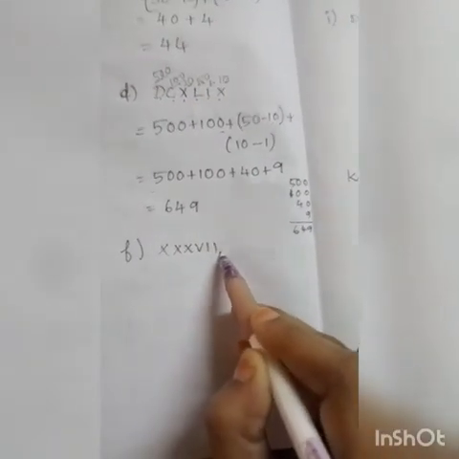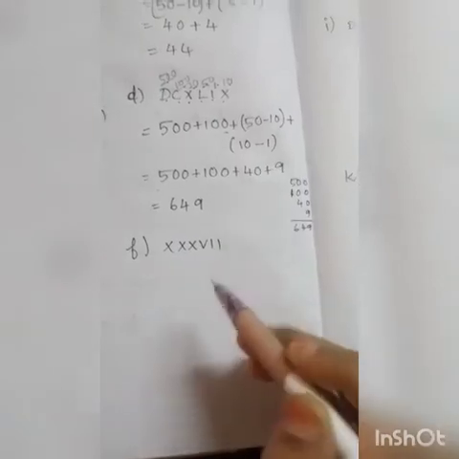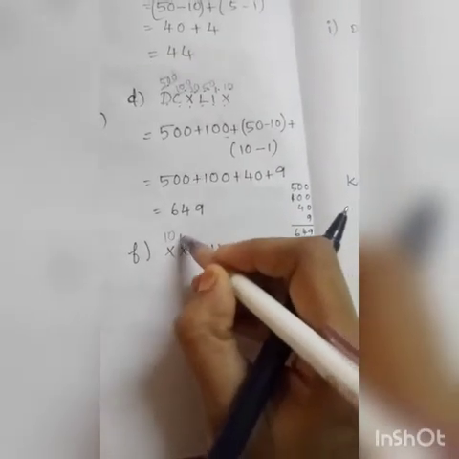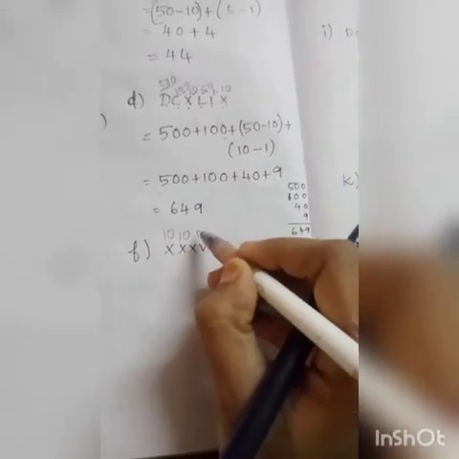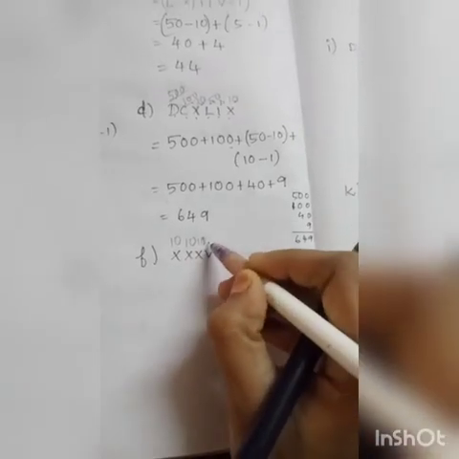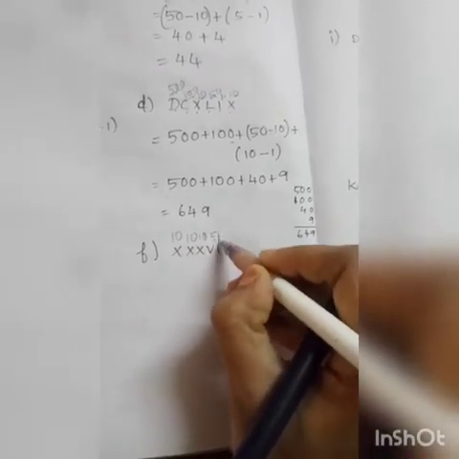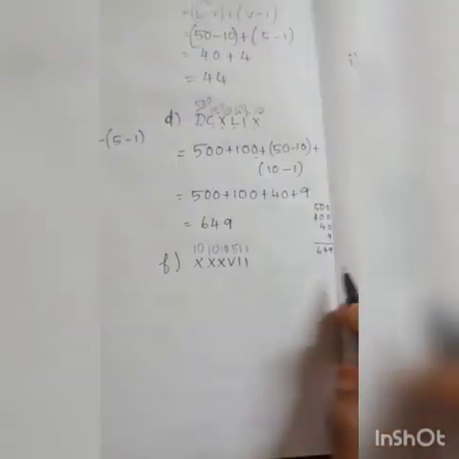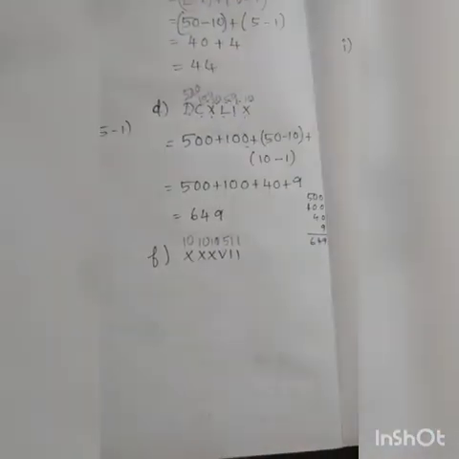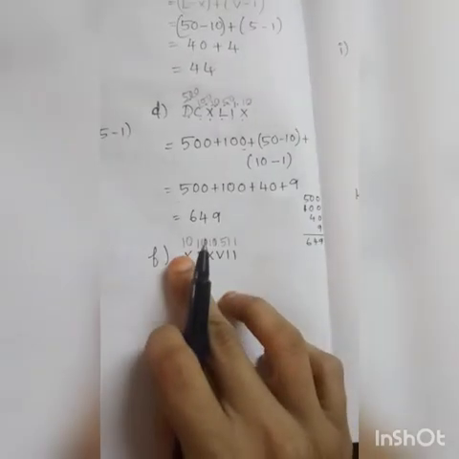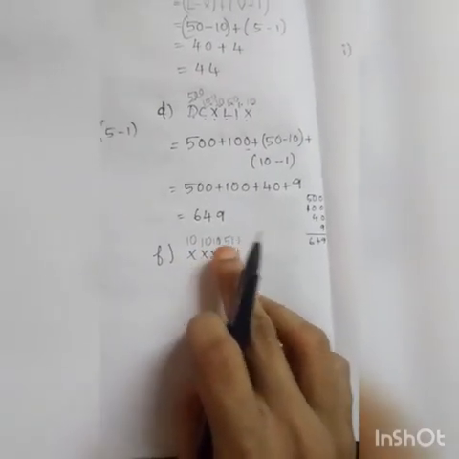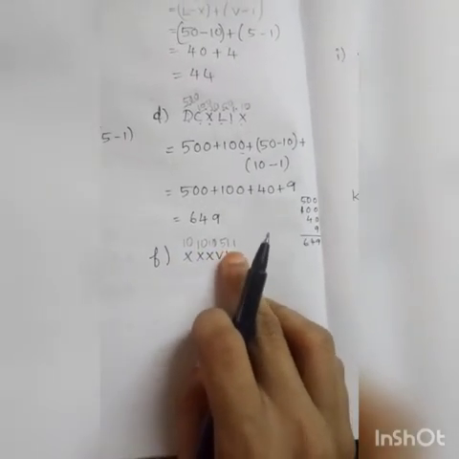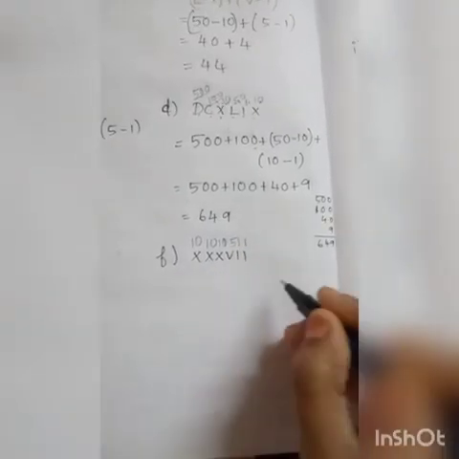XXXVII. X stands for 10. X stands for 10. X stands for 10. V stands for 5, I stands for 1, I stands for 1. So it is in the descending order. Understood? How is it in descending order? 10, 10, 10, 5, 1, 1. So it is in descending order, greatest to smallest.